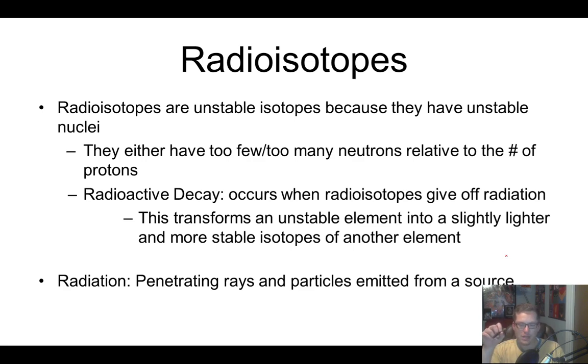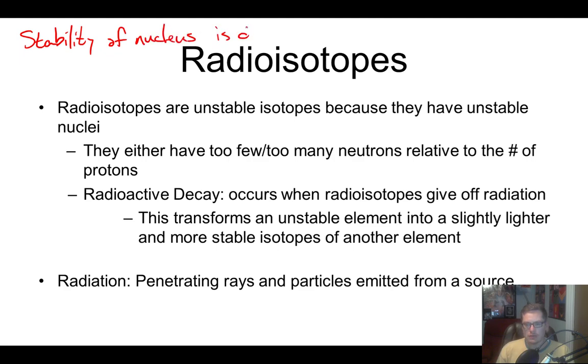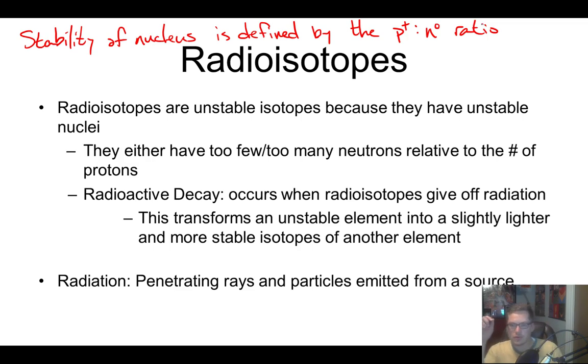All right, radioisotopes are the unstable isotopes because they have unstable nuclei. Now make this note, okay? The stability of your nucleus is defined by the proton to neutron ratio. Okay, the stability of your nucleus is defined by your proton to neutron ratio, and we'll go over exactly what that ratio needs to be here in a second.